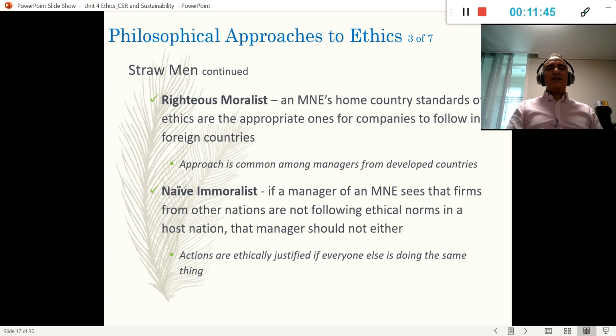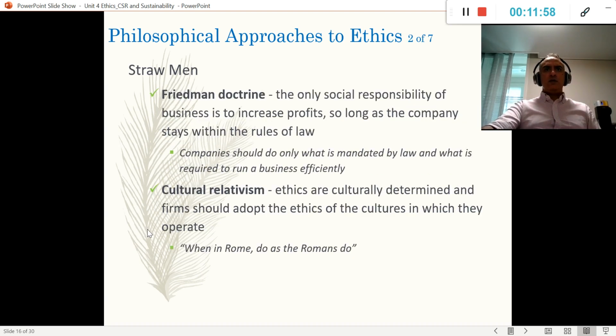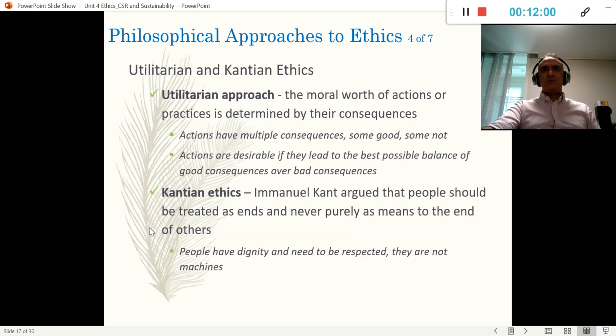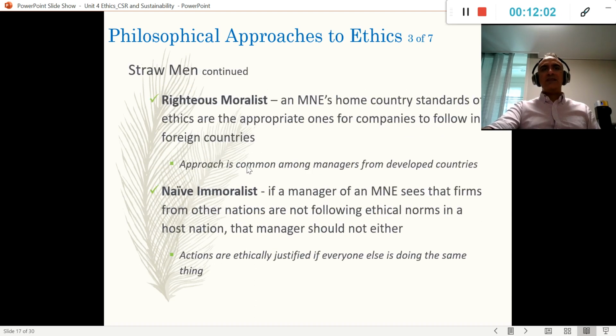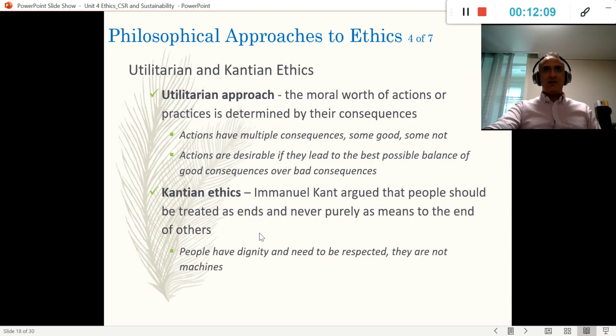Then we have the naive immoralist, where actions are ethically justified if everyone else is doing the same thing. So if everyone does it, why not? It's very similar to cultural relativism, right? But in this one, you pretend that you don't know. In the naive immoralist, it's like I didn't know. I didn't know that I couldn't do that.